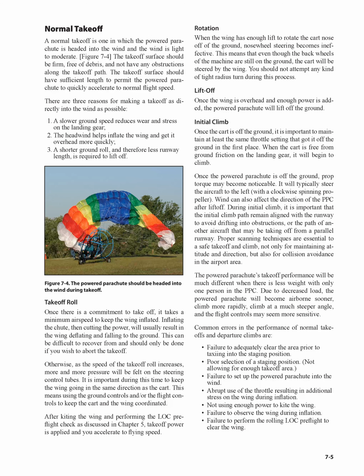Normal takeoff. A normal takeoff is one in which the powered parachute is headed into the wind and the wind is light to moderate. Figure 7.4. The takeoff surface should be firm, free of debris, and not have any obstructions along the takeoff path. The takeoff surface should have sufficient length to permit the powered parachute to quickly accelerate to normal flight speed. There are 3 reasons for making a takeoff as directly into the wind as possible.